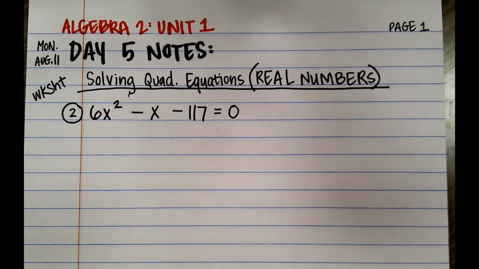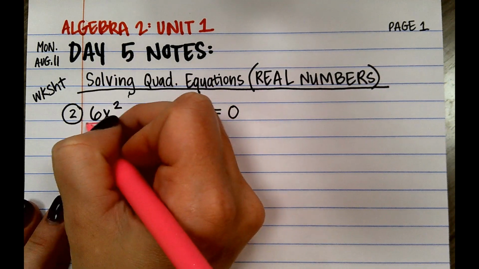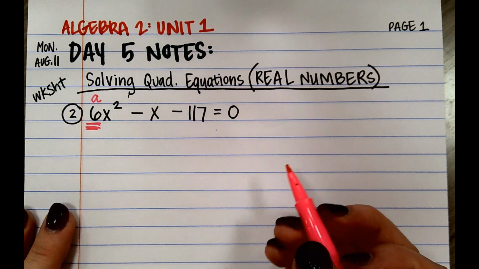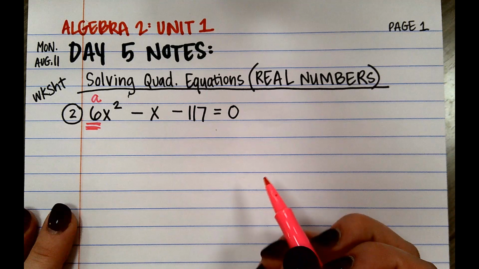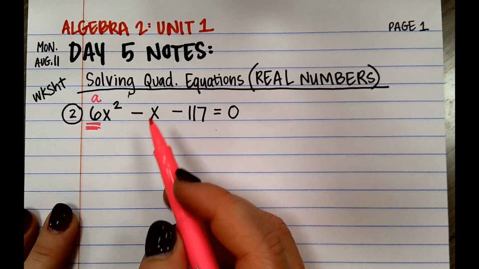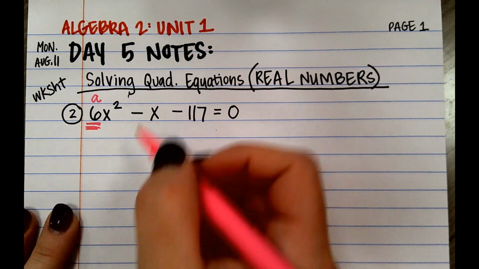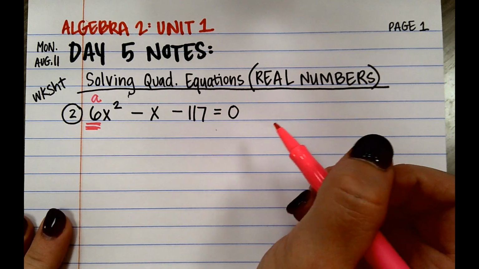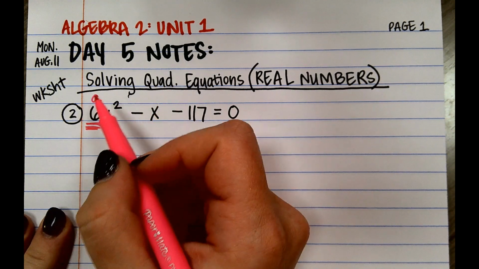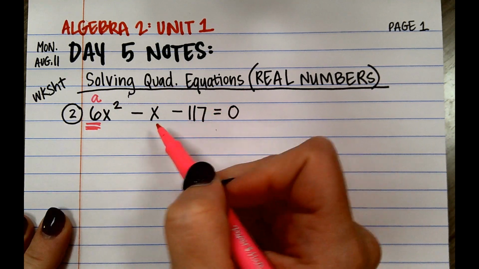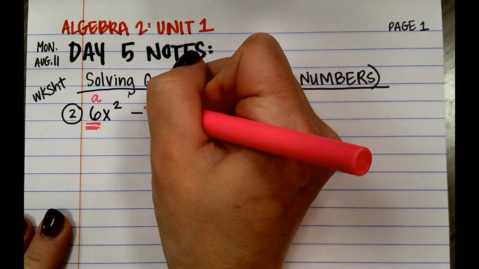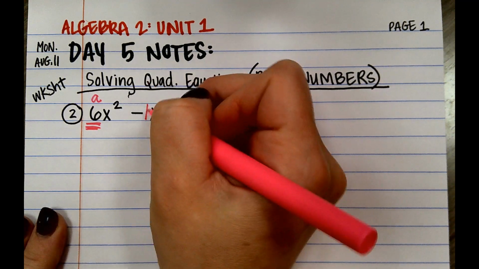What is A? 6. What is B? 1. Almost. Negative 1. Oh, negative 1. Yes. So, why is it not x? Because the x stands by itself. Yeah, so remember, A, B, and C are numbers. X is not a number. B, the number in front of x, is negative 1.